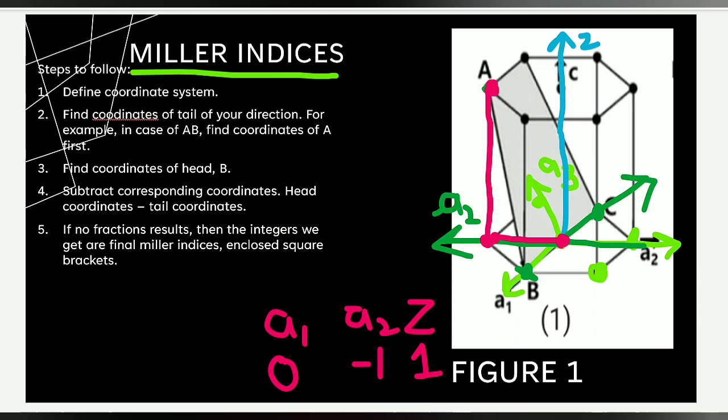Alright, A was the tail, AB direction, and the tail coordinates are 0, minus 1 and 1. Now let me clarify one more thing to you people, that there are other paths also to follow, and we don't all just jump into the right path all at once. We often go for the ones that we shouldn't take. For example, there is a path like this, that I can move one positive unit along A1 direction, then I will move one unit along this direction, and after that I can move one unit along Z direction to reach the point A.